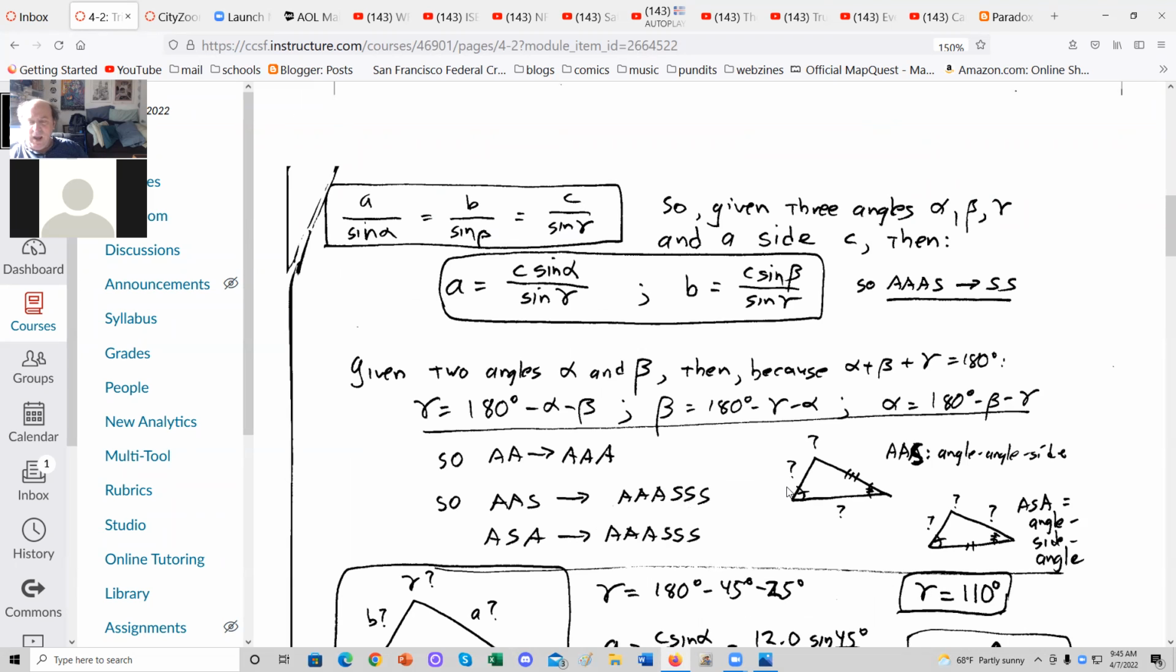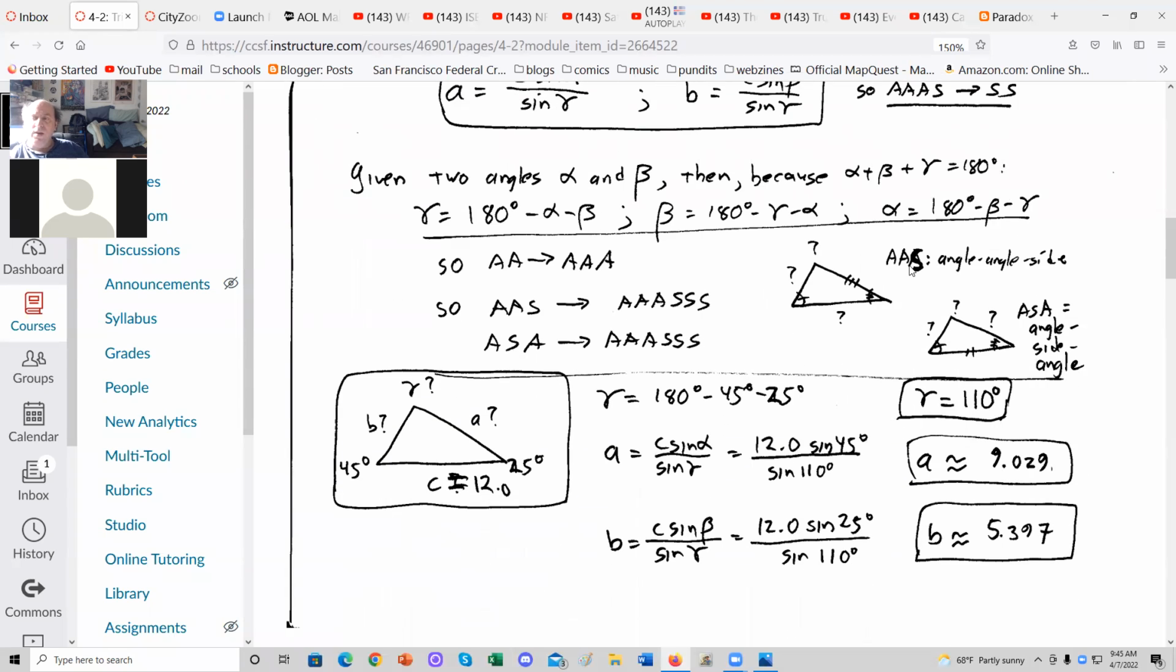So this will be an angle and a side like this. Here's angle, side, angle: given an angle, the side in between, and the next angle. And again, you get all three angles and then the other two sides. So we can now solve angle, angle, side problems and angle, side, angle problems. For example, here's an angle, side, angle problem. Alpha is 45 degrees here. C is 12.0. Beta is 25 degrees. So what's angle gamma, what's side A, and what's side B?